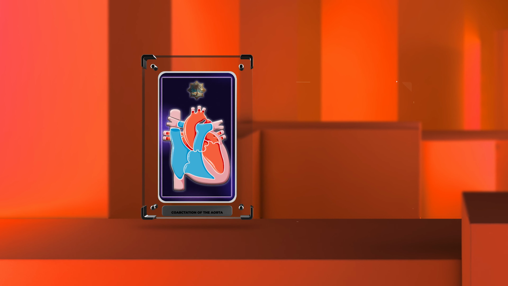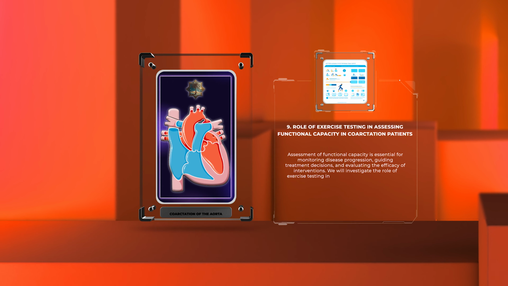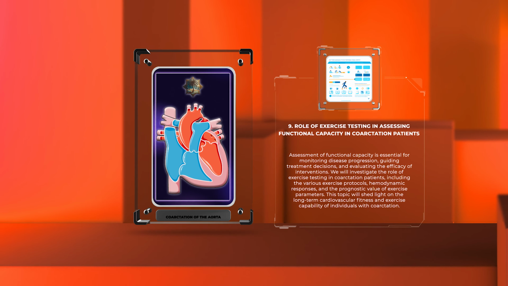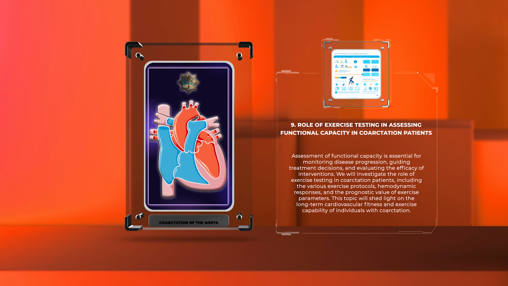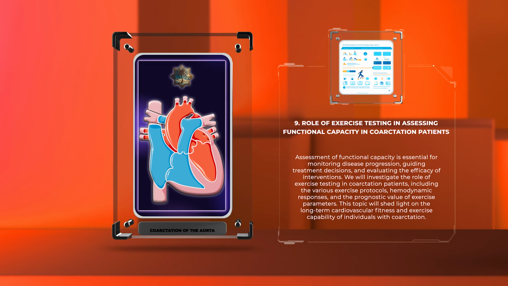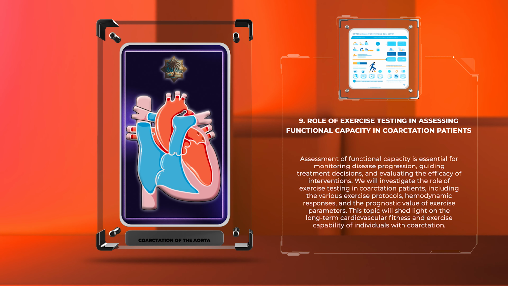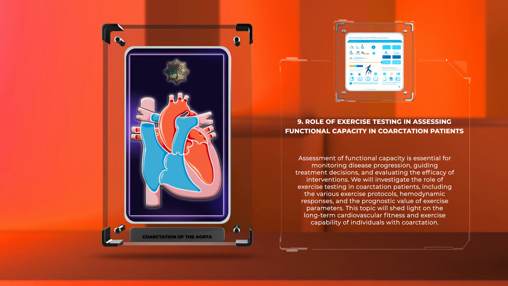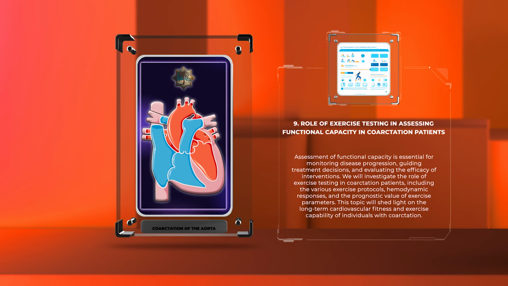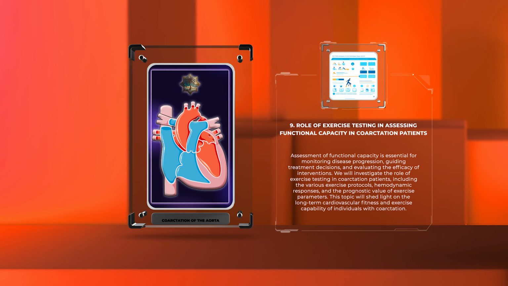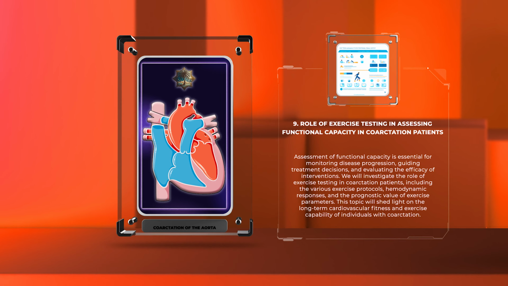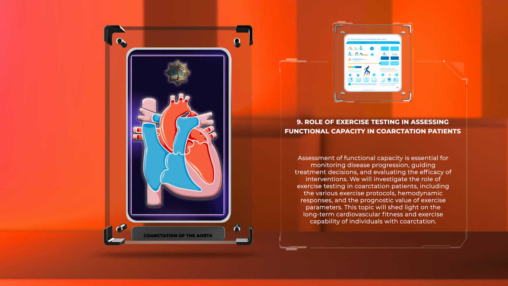Assessment of functional capacity is essential for monitoring disease progression, guiding treatment decisions, and evaluating the efficacy of interventions. We will investigate the role of exercise testing in coarctation patients, including the various exercise protocols, hemodynamic responses, and the prognostic value of exercise parameters. This topic will shed light on the long-term cardiovascular fitness and exercise capability of individuals with coarctation.